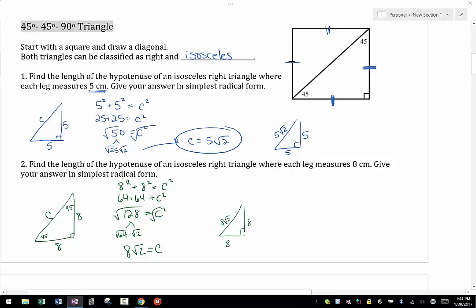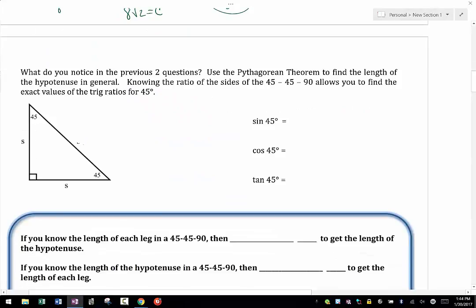Well, that looks familiar. 5, 5, 5 root 2. 8, 8, 8 root 2. I think there's a pattern. There is a pattern. What you should notice is when you have a 45, 45, 90, you have one side length. The other side length is going to be the same, and the hypotenuse is that original one times radical 2. So when you have a 45, 45, 90, the legs are the same length, and the hypotenuse is that number times root 2. Now, I can do SOHCAHTOA on this as well.